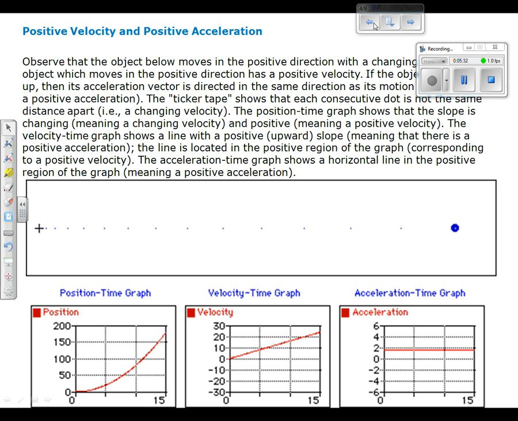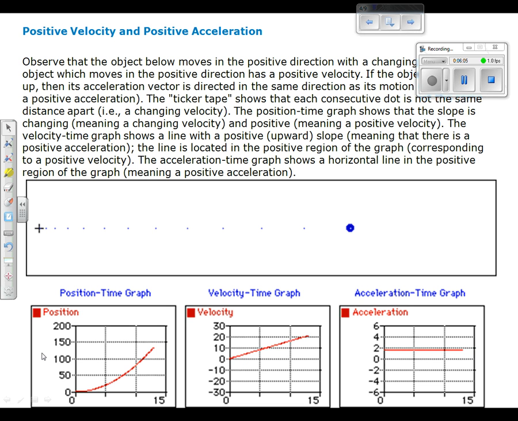What's the next one? Positive velocity, positive acceleration? Okay. Positive velocity means it's moving to the right. Positive acceleration also to the right. Where are the ticker tape dots? Spread apart. Because it's speeding up. They're moving apart, they're speeding up. What does the position time graph look like? It's curved. Curvy position time graphs mean they are speeding up.